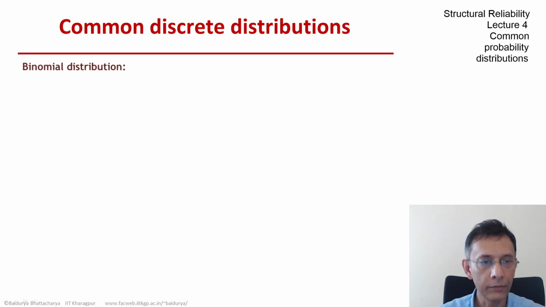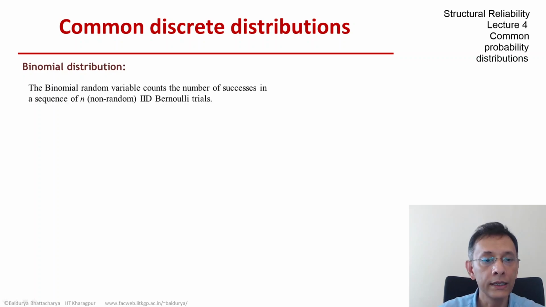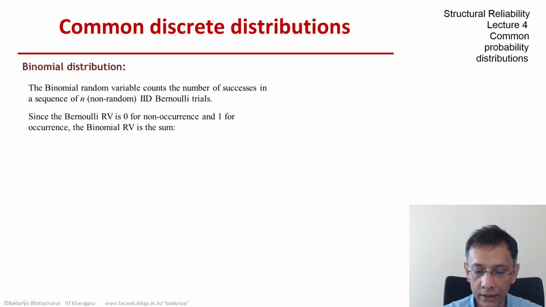We next look at the binomial and the negative binomial distribution. In a sequence of independent and identical Bernoulli trials, if I ask the question, what is the number of successes in a fixed number of n trials, then the answer is the binomial random variable, and I can express the binomial random variable as the sum of the n IID Bernoulli trials.